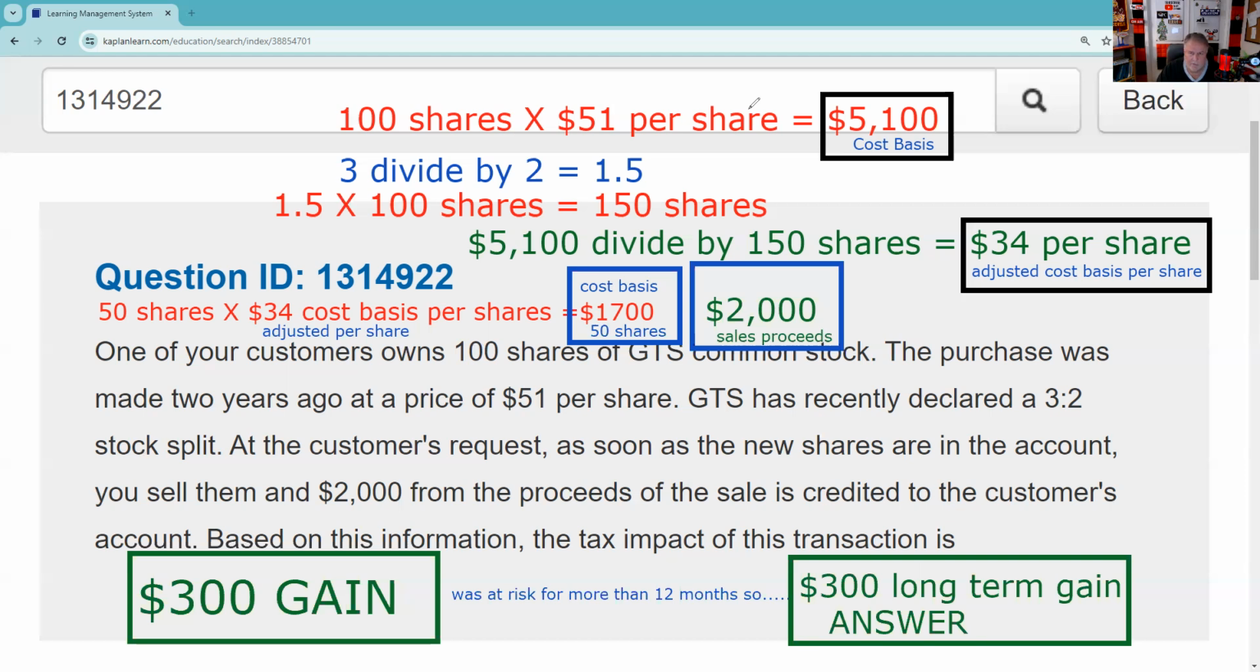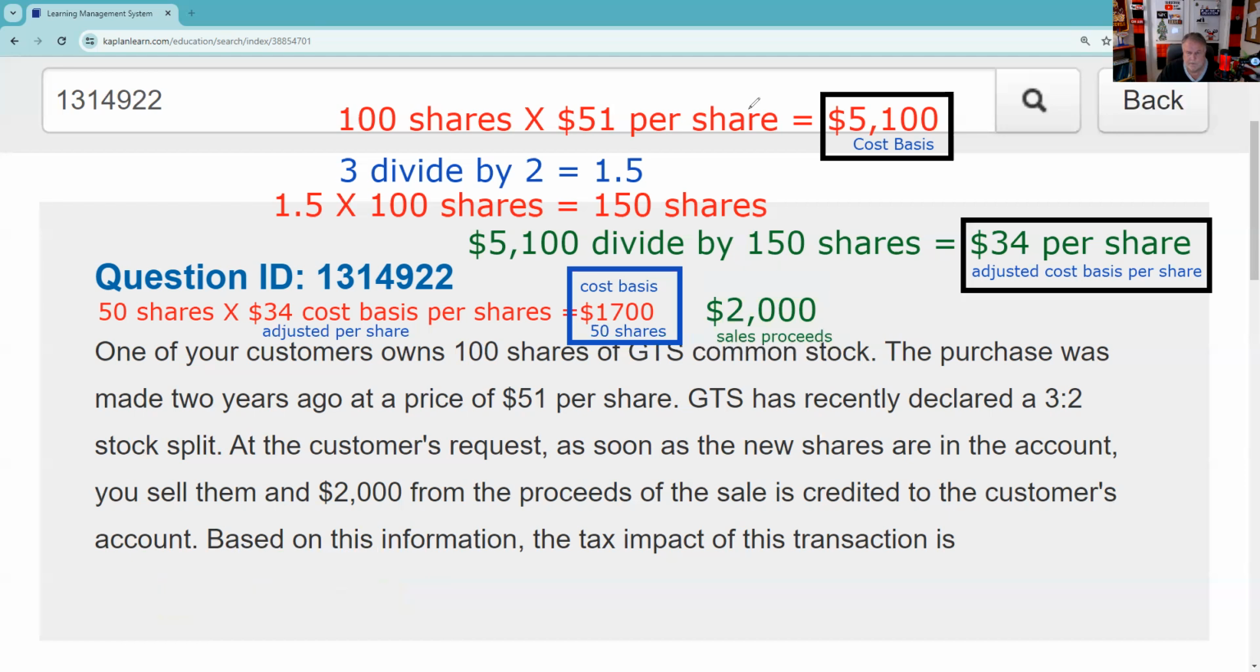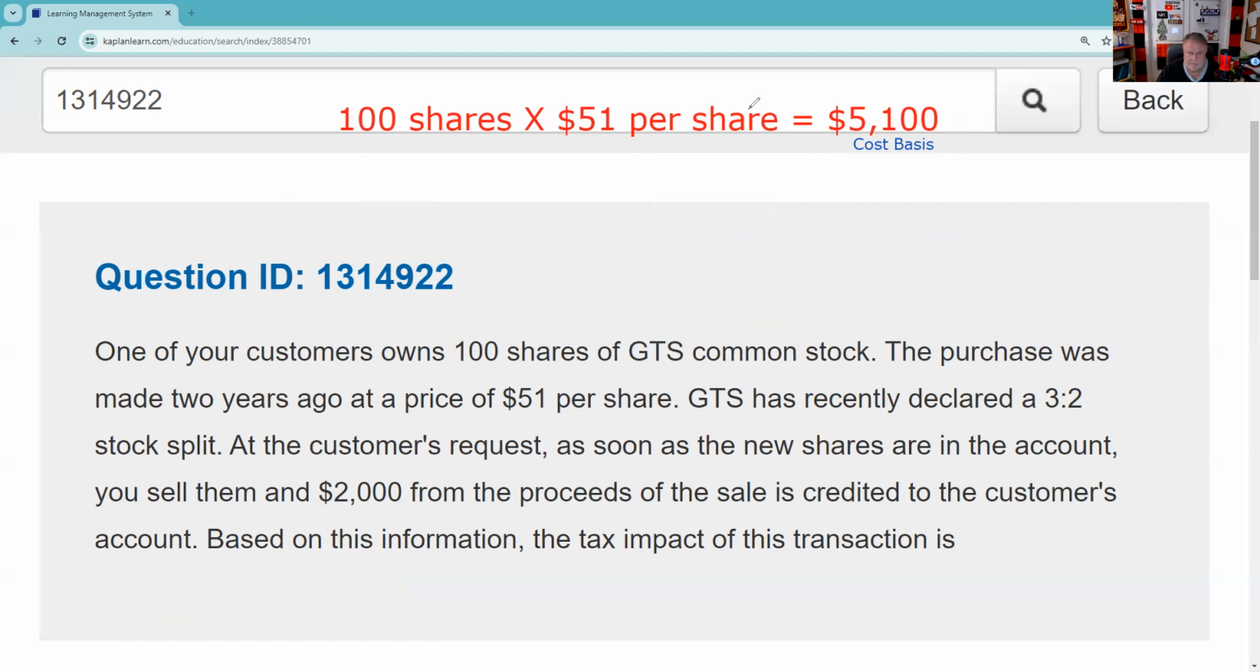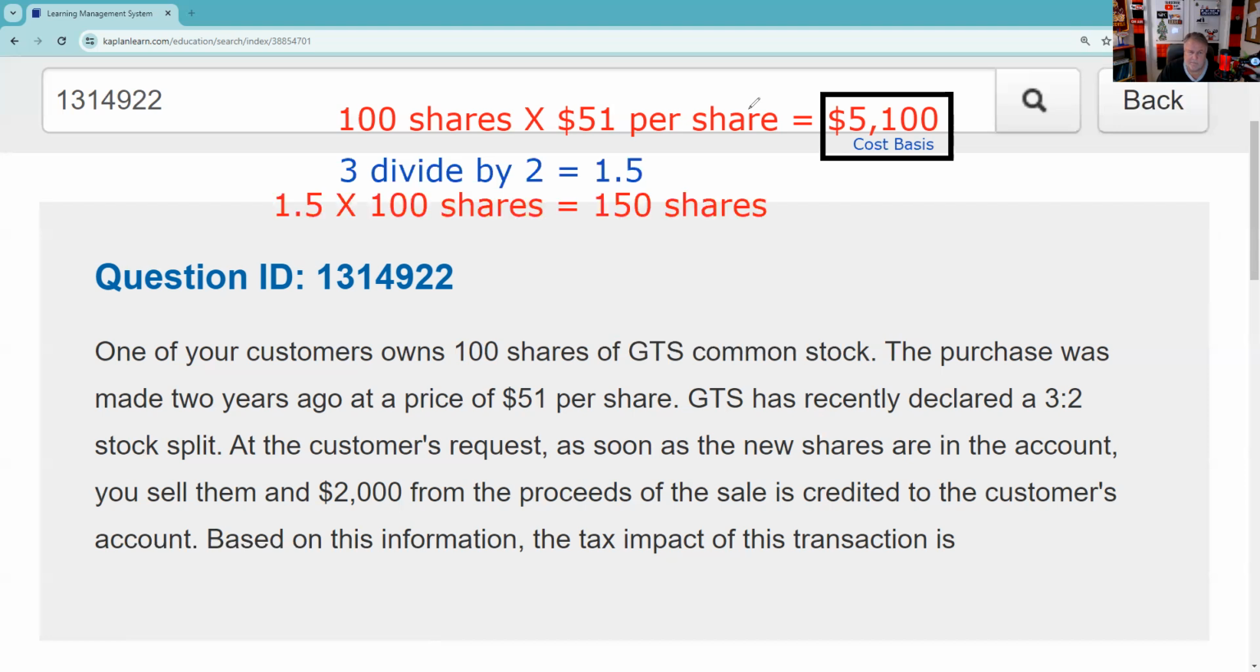Hope that was helpful. Quick review. What we did here is you get this question. Customer bought 100 shares of GTS. The purchase was 2 years ago at 51. So our cost base is 5,100. We had a 3 for 2 stock split. So 3 divided by 2 is 1.5. That means now we multiply by the existing position and we have 150 shares. We had 100 shares, now we have 150 shares.